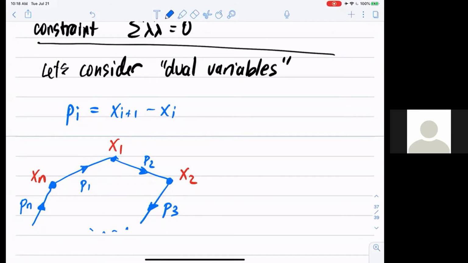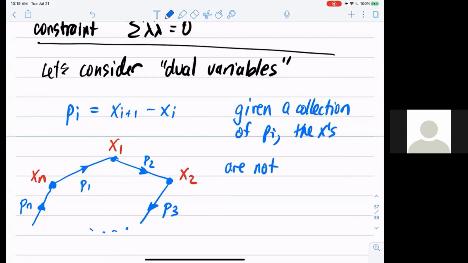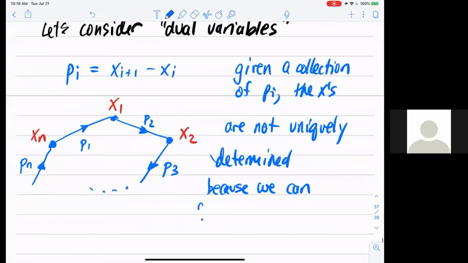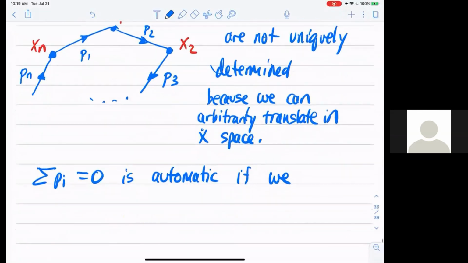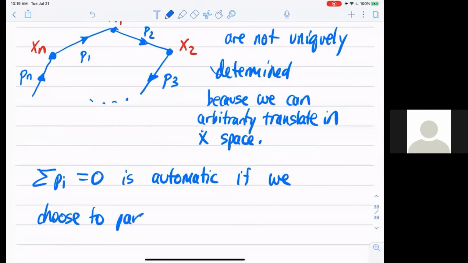Okay. So given a collection of P_i, the X's are not uniquely determined, because we can take this whole picture and make an arbitrary translation of it in X space. But the point is that the sum of P_i equals zero is automatic if we choose to parameterize P_i as X_{i+1} minus X_i.